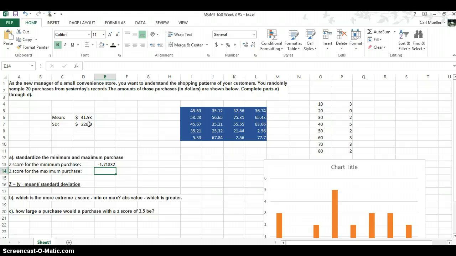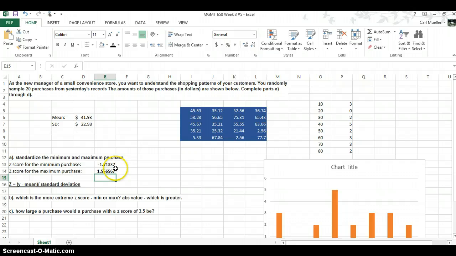Now, similarly for our maximum purchase. It's easy with 20 records: it's $77.07, or 70 cents rather. It's a little easier to do in this context, but when you have larger populations, we'll show you how to do that. So it's this minus your mean, or y bar, divided by your standard deviation. And that gets us that.